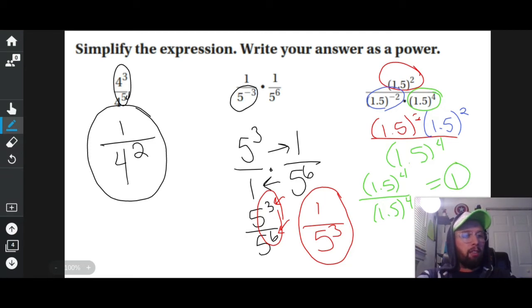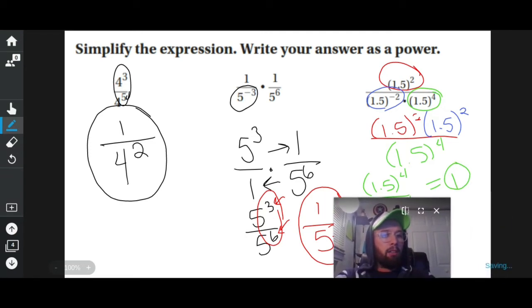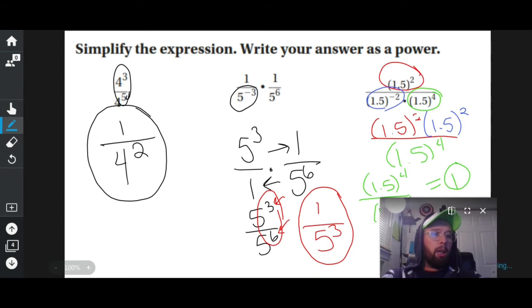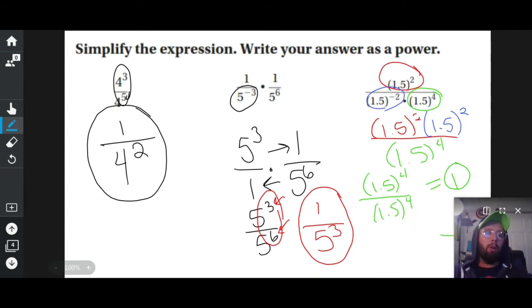And my face is in the way. Why can't you get smaller? There you are.